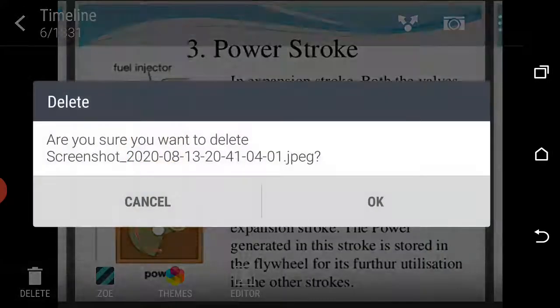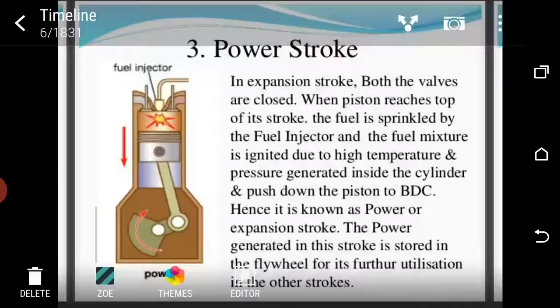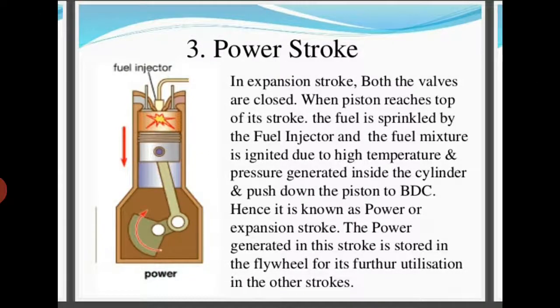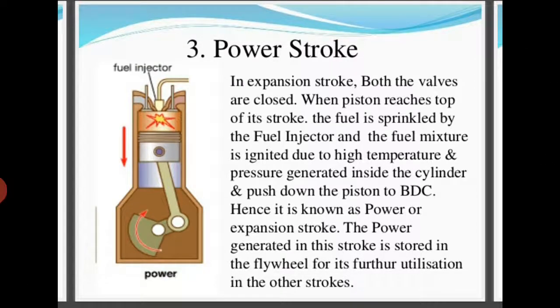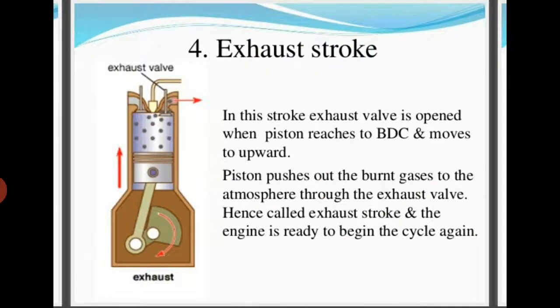The power generated during this stroke is stored in the flywheel for further utilization in the other strokes, like suction, compression, and exhaust. Now our next stroke is called the exhaust stroke. This one is the last stroke. In this stroke, you can see in the diagram, the exhaust valve is opened and the inlet valve remains closed.